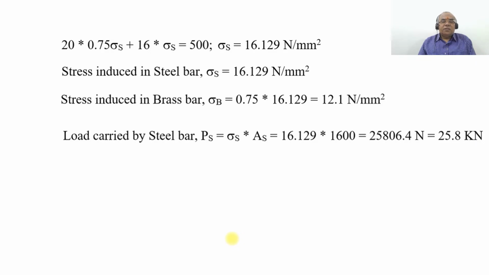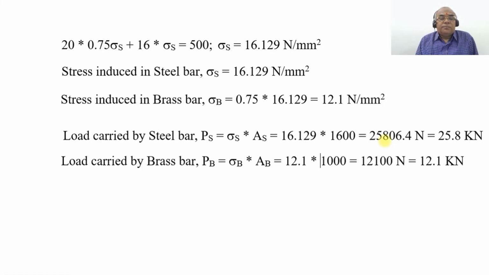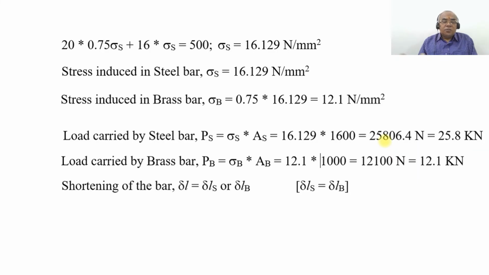So what is the load carried by the steel bar? The load carried by the steel bar will be PS, which is equal to sigma S into AS. You know the value of sigma S is 16.129 multiplied by the area of the steel bar, which is 1600. You get 25,806.4 Newton, which is equal to 25.8 kilonewton. Similarly, the load carried by the brass bar, PB, will be equal to sigma B into AB, which is 12.1 into 1000, which is 12,100 Newton, equal to 12.1 kilonewton.